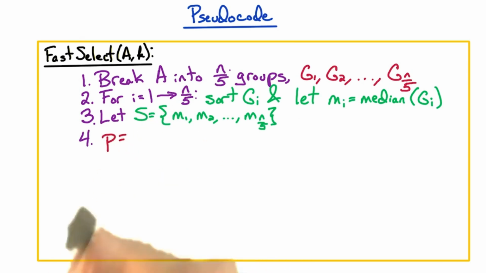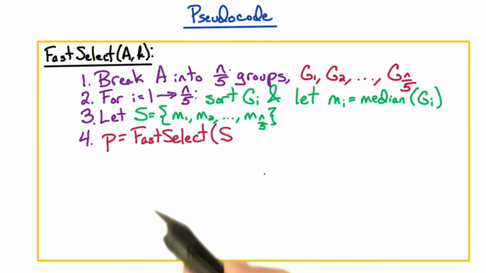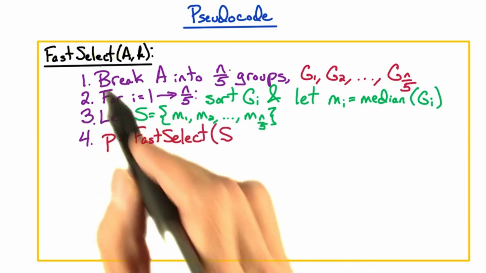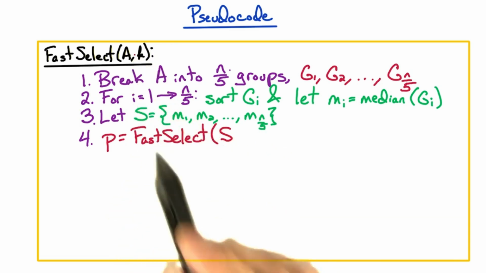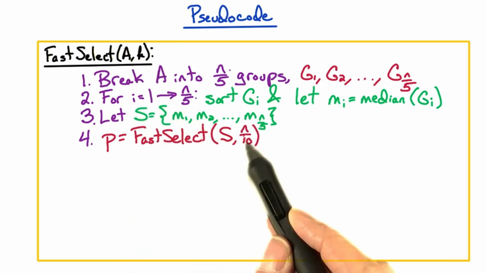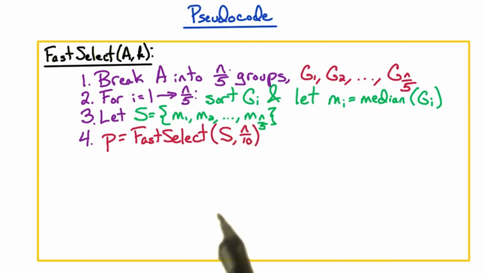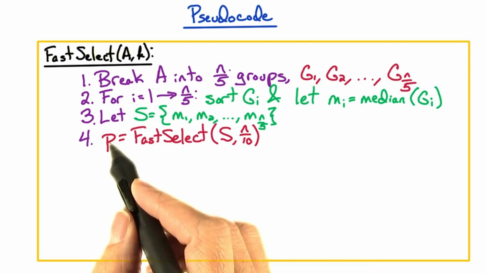This will be our pivot P. How do we find this pivot P? How do we find the median of this set? Well, we recursively call this same algorithm, fast select, on this subset S. Now S has n over 5 elements. We want to find its median. Therefore, we look for k equal to n over 10. The n over 10 smallest element of S is the median of this set S. And we store that in element P.